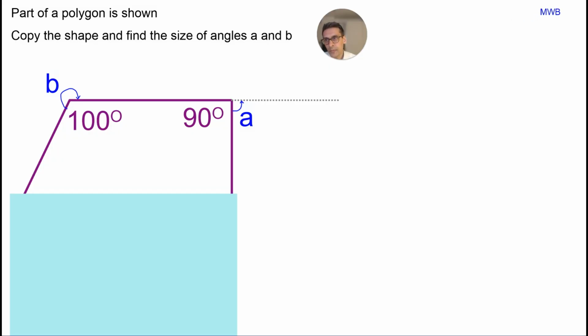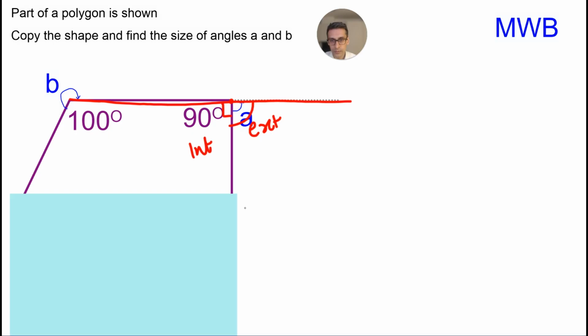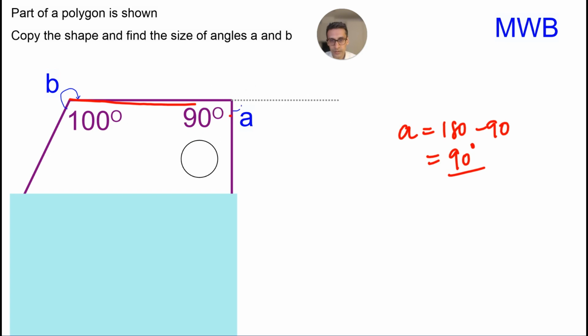Okay, so we are going to say, well, this is extended. So pick a vertex. If we drag it this way, so we're going in that line there, we can see A is our exterior angle, B is our interior angle. Now this one is actually quite easy to work out because we know that 90 plus 90 is 180. So A is equal to 180 minus 90, which is 90 degrees. And then we're going to look at the next bit, which is working out B.